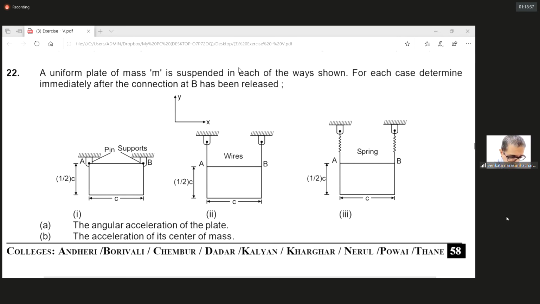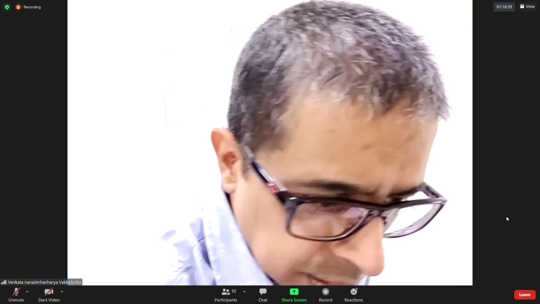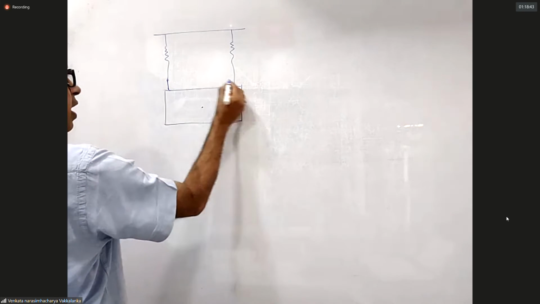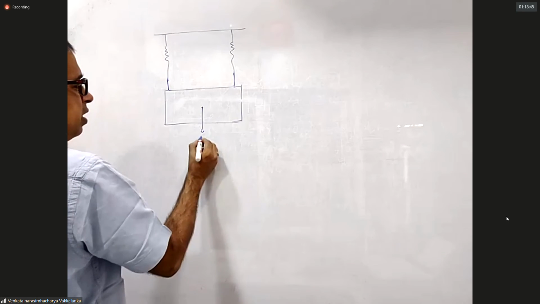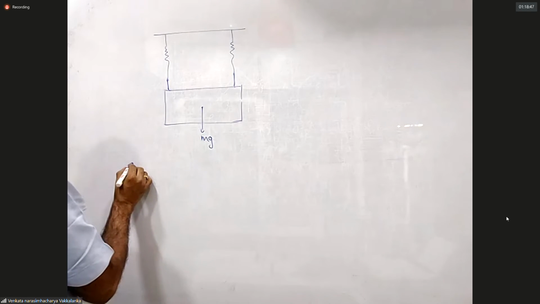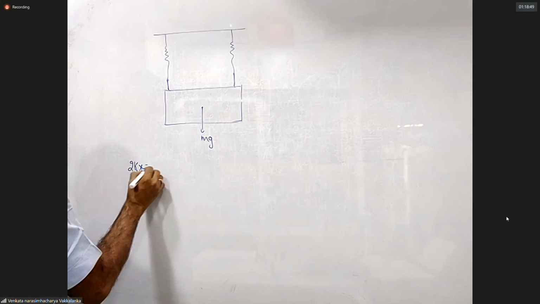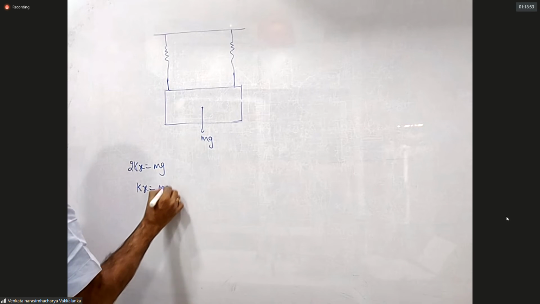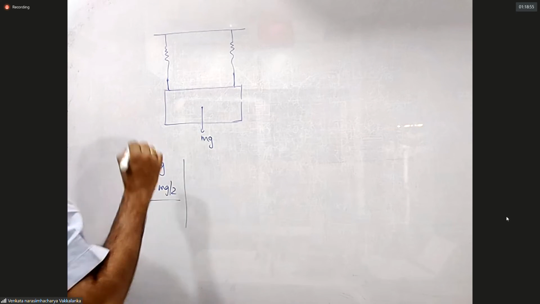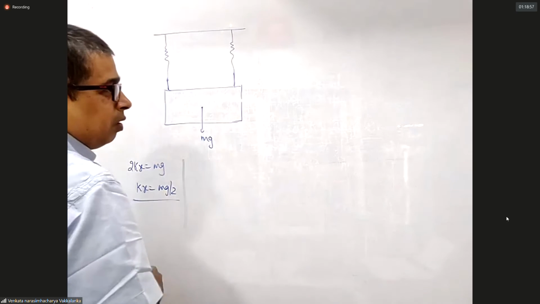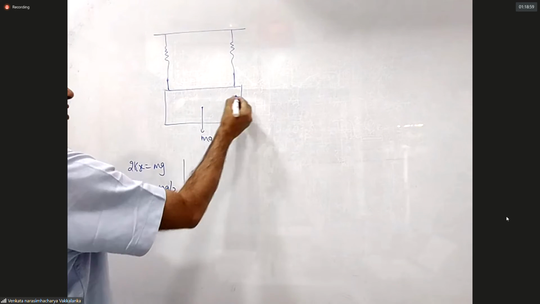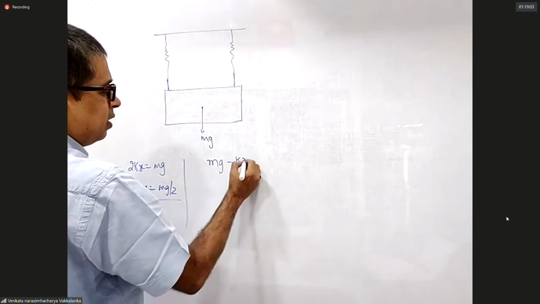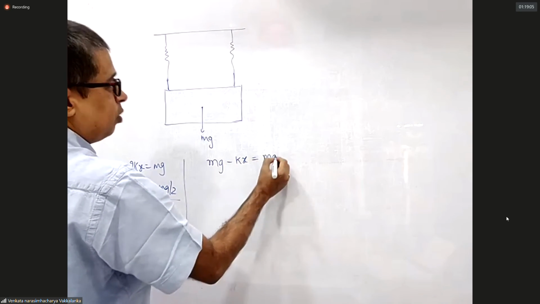Problem is quite easy. Have a look at this. First of all, this kx and this kx will be equal to mg. So 2kx is equal to mg. Kx is equal to mg by 2. Now acceleration of center of mass of this particular plank is mg minus kx is equal to m into a.